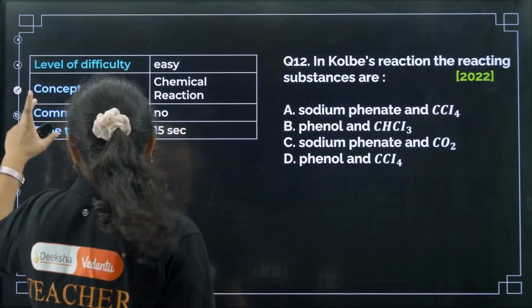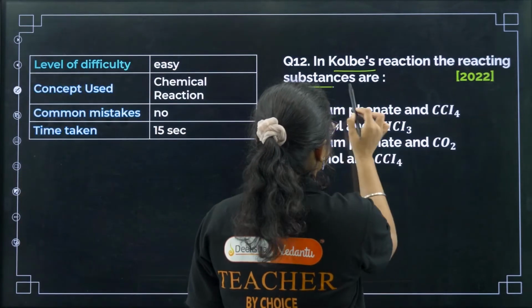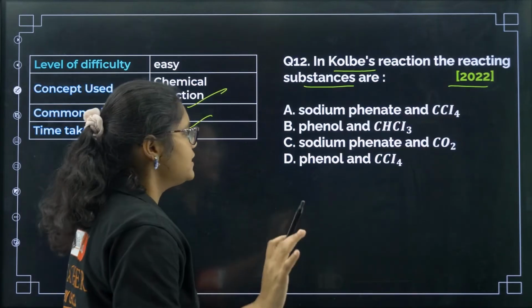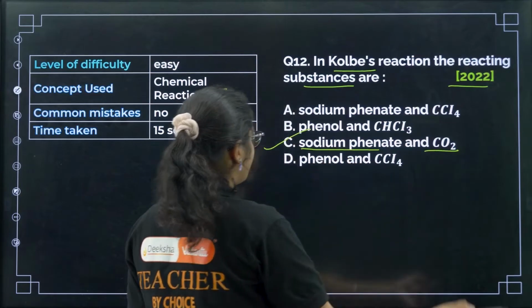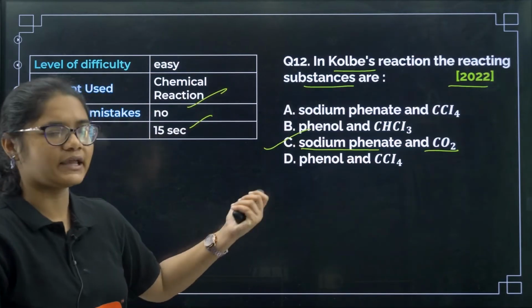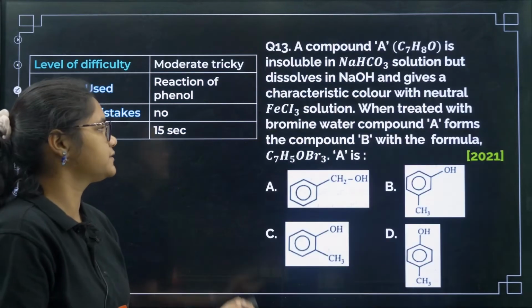Next question, number 12. In Kolbe's reaction, the substances are, so this is a 2022 question, a name reaction, direct question. So we need sodium phenoxide ion with carbon dioxide to get salicylic acid. Option number C is the correct answer. I don't think any doubt should be there in this question because a name reaction is directly asked.